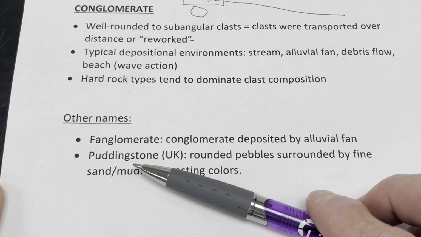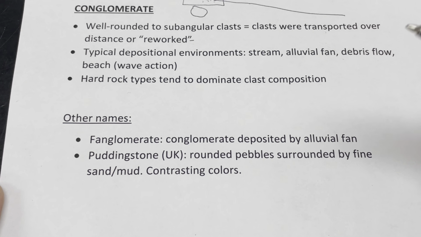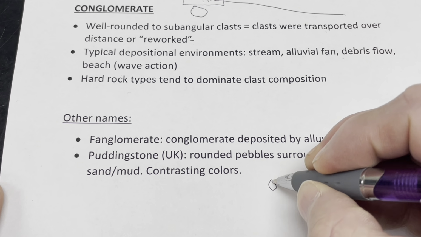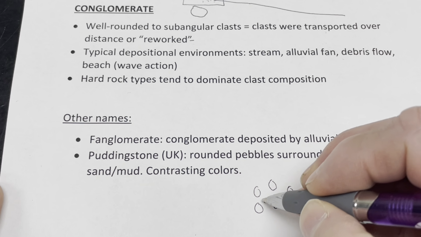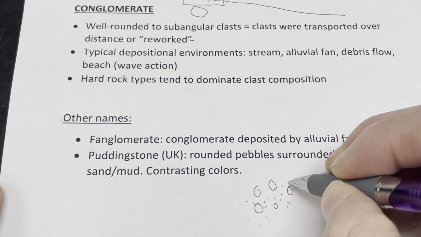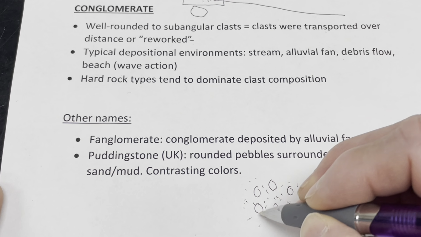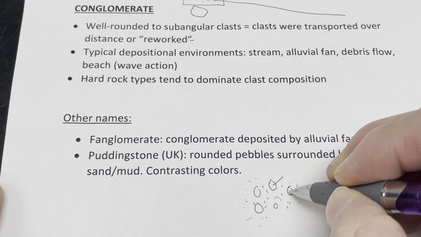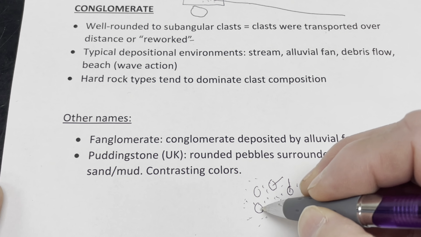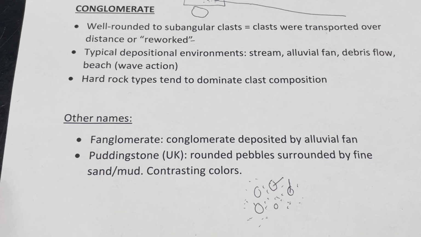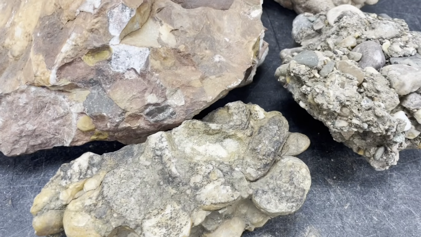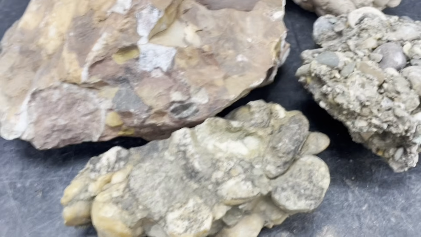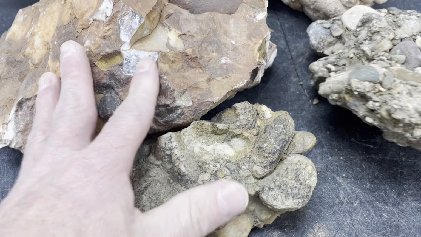It's pudding stone, and pudding stone is typically kind of rounded pebbles, so a little bit smaller, something kind of in this size, maybe like coin size or marble size, but then it's surrounded by very, very fine sand and mud. And usually the colors of each individual clast are a little bit different. And so the idea is it kind of looks like a pudding, like a raisin pudding or something like that. Okay, let's look at some different samples of conglomerate to give you just some idea of some of the characteristics that are consistent, and then also some of the variables as well.